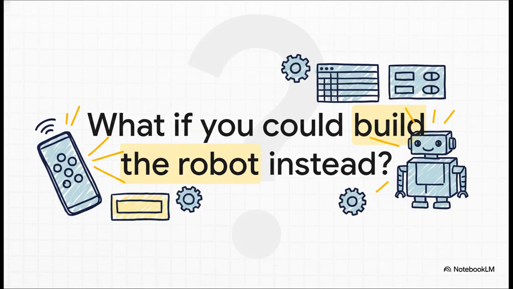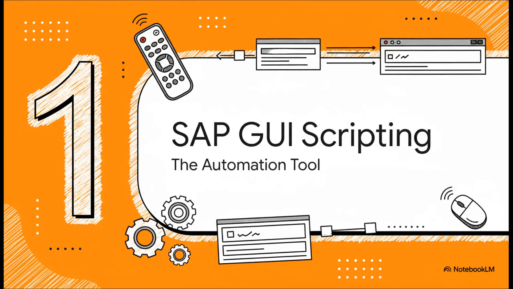But here's a thought. What if, instead of being the robot, you could just build the robot? I mean, really, what if you could take all that repetitive work and just hand it off to a digital assistant that you created? One that does the job perfectly every single time. That's the big idea we're digging into today. And the tool that makes all this possible is called SAP GUI Scripting.